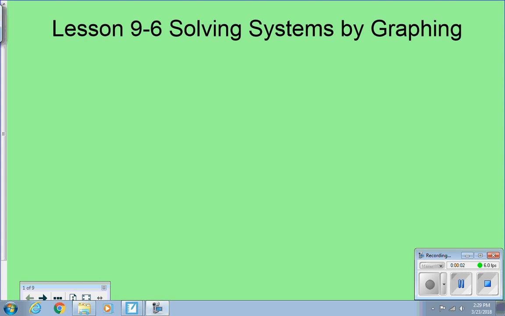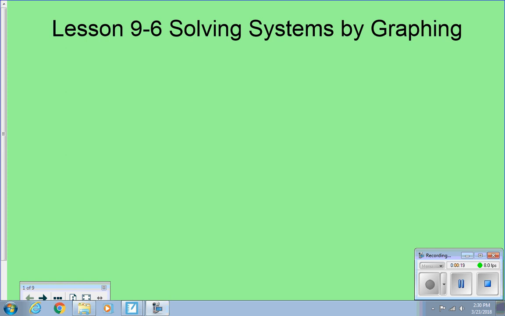So 9-6, solving systems by graphing. Here's the good thing. You've done this already because you did it on your stained glass window project. You just didn't know it, okay? So today you're going to be given two equations, and you have to graph both of them on the graph paper.